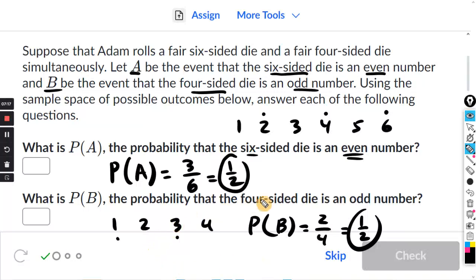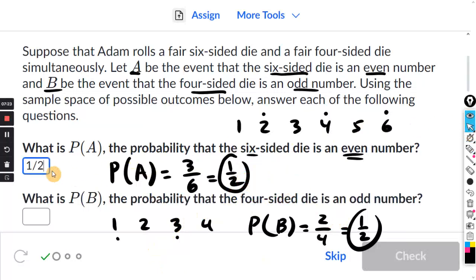All right. So let me erase this and put the 1/2 in the box for each one. Probability of A is 1/2. And the probability of B is 1/2. All right. Let's move on to the next question.